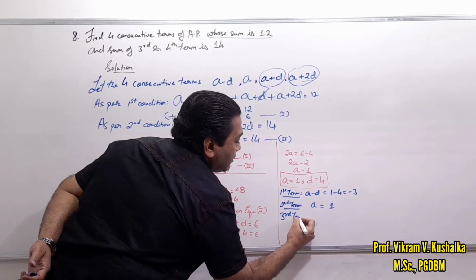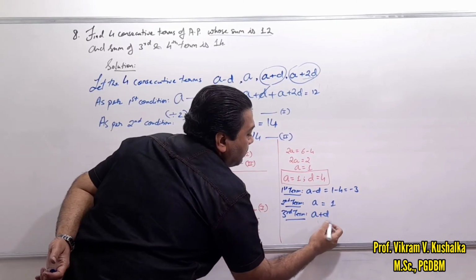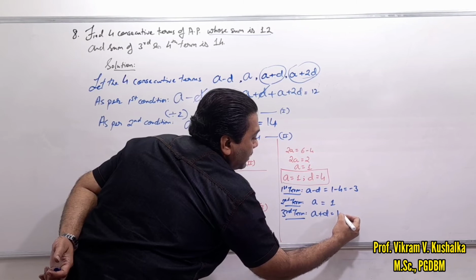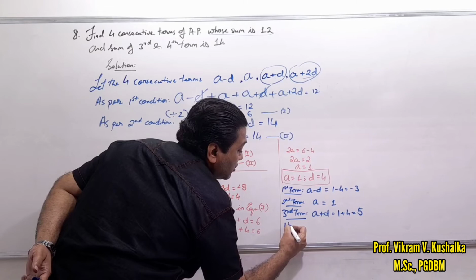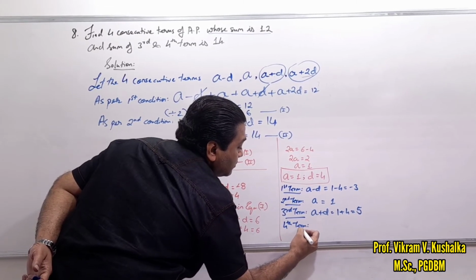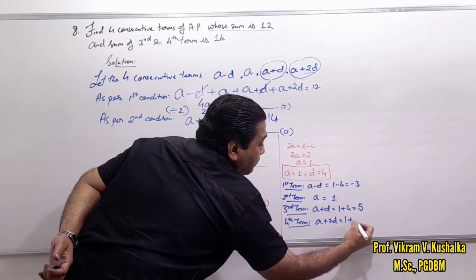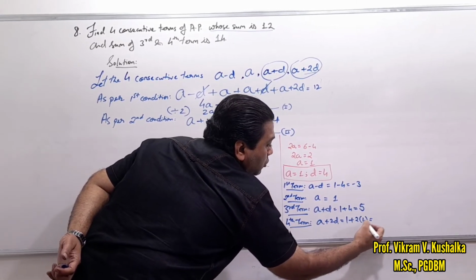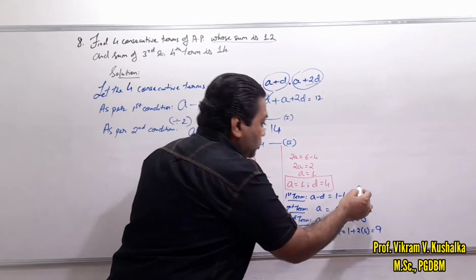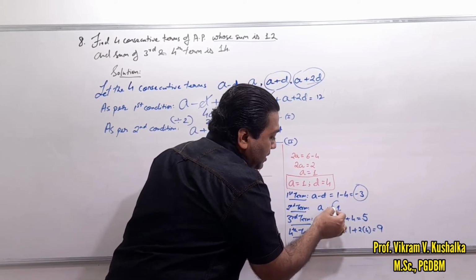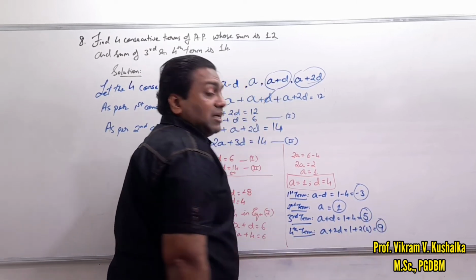What will be my third term? My third term is a plus d. So that is equal to 1 plus 4. That's equal to 5. And what is my fourth term? My fourth term is a plus 2d. That is 1 plus 2 into 4. 2 fours are 8 plus 1 is 9. Right? Bravo. So see, I got my first term as minus 3, second term as 1, third term as 5 and fourth term as 9.